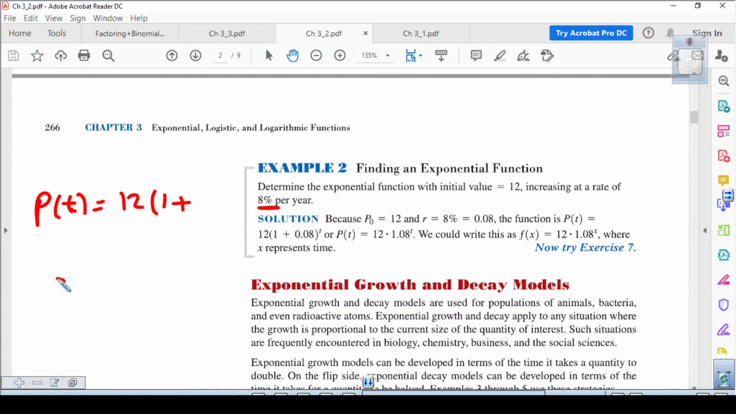How do you write 8% in decimal? Exactly, 0.08. How do you write 6% in decimal?